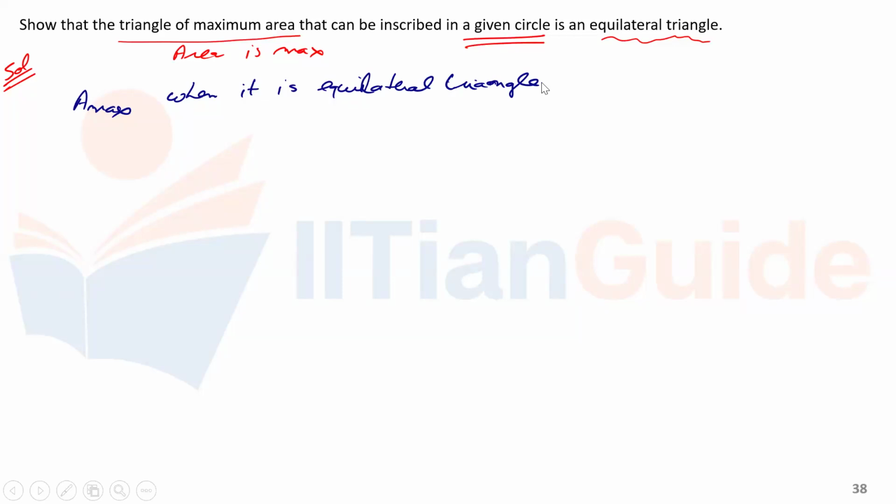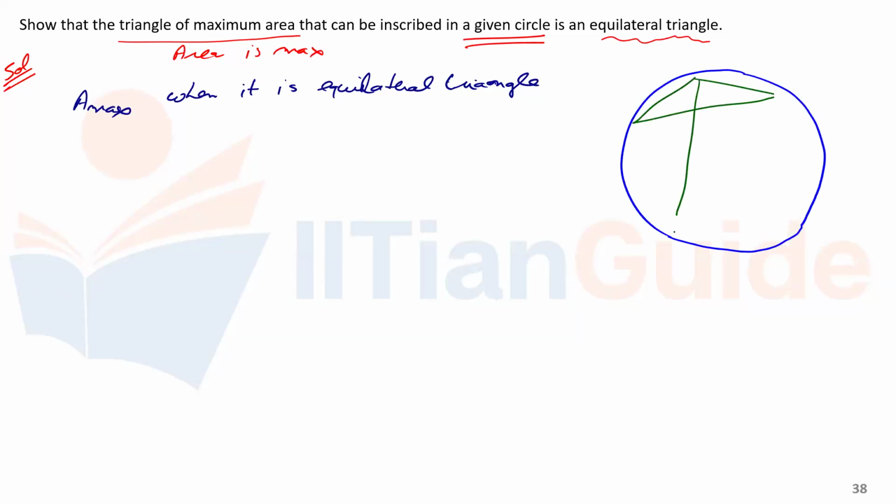The question is completely wrong. They have said the triangle of the maximum area in a circle. Circle is given to us. We can have a number of triangles inside the circle. Radius is constant. We can have a triangle like this, and like this. We can have so many triangles, and all the triangles will have different areas. But we need to prove the area is maximum when it is an equilateral triangle.